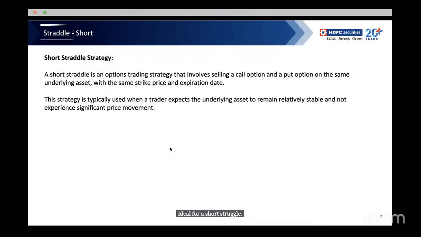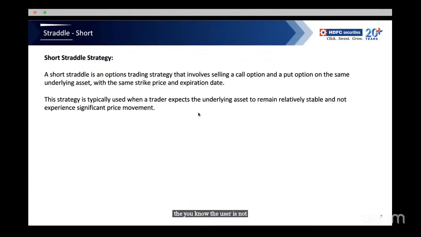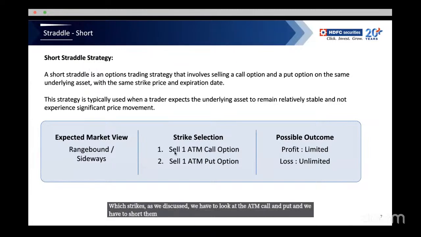All right, now this strategy is typically used when a trader expects the underlying asset to remain relatively stable and not experience significant price movement. So this is what we discussed. The user is not expecting significant price movements. Now, which strikes, as we discussed, we have to look at the ATM call and put, and we have to short them because this is a short straddle. Okay, this is how the short straddle is deployed.